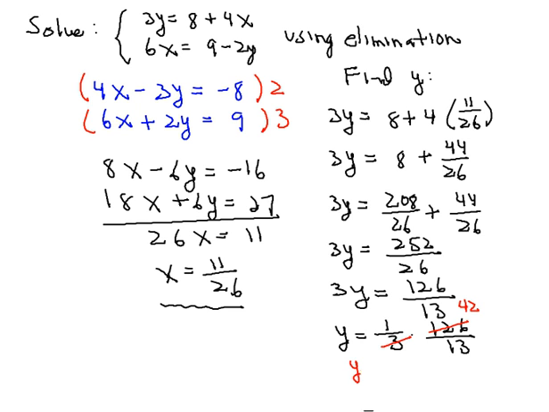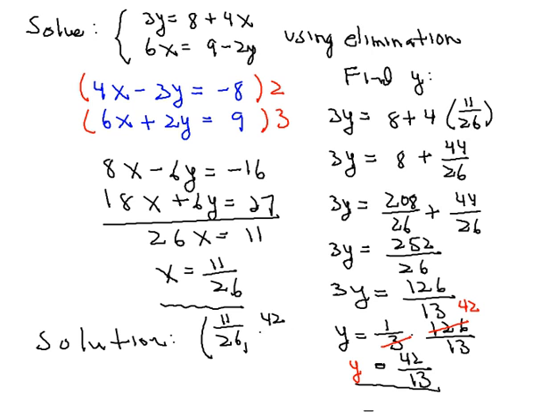So then y will turn out to be equal to 42 all over 13. So we can then say that the solution as an ordered pair to this system is the ordered pair 11 over 26, comma, 42 over 13. Certainly not very nice numbers, are they?